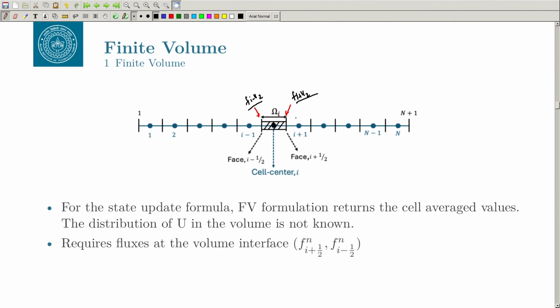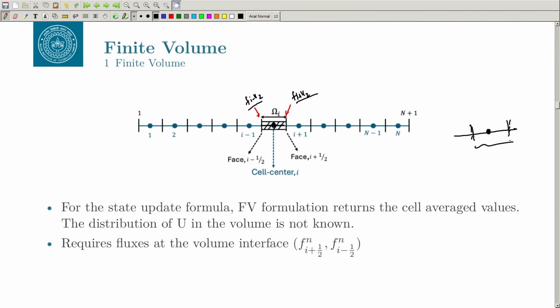That is one problem. Second is how does this u vary inside this volume? You have this volume and you have this cell center value, but you have the variation of u inside this, right. So, how does it vary? These are the two questions that we need to answer, and we will discuss this in the next class.